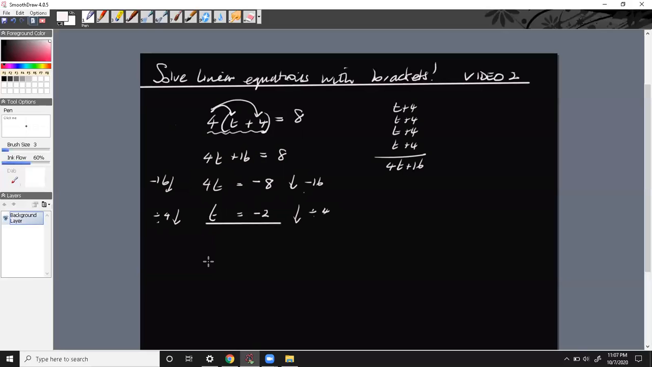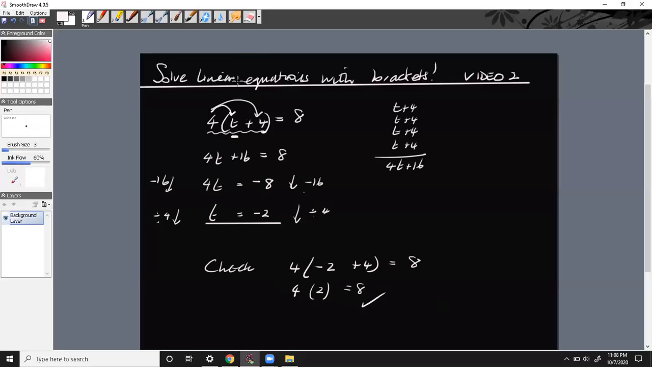If you check that, 4 lots of minus 2 plus 4, because remember t is minus 2, you're checking to see if that does work out to be 8. Well, 4 lots of minus 2 plus 4 is 4 lots of 2, which is 8, so it's true. Okay, so we expand the brackets.